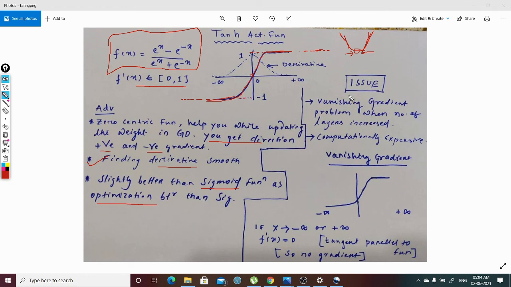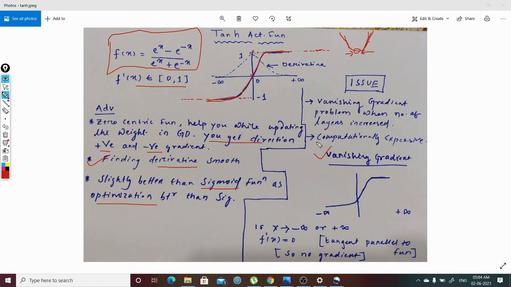Let's discuss the disadvantages of tanh. Yes, tanh also has the vanishing gradient problem, as the same type of graph or plot is drawn as for the sigmoid function. I'll discuss how it performs in terms of the vanishing gradient.